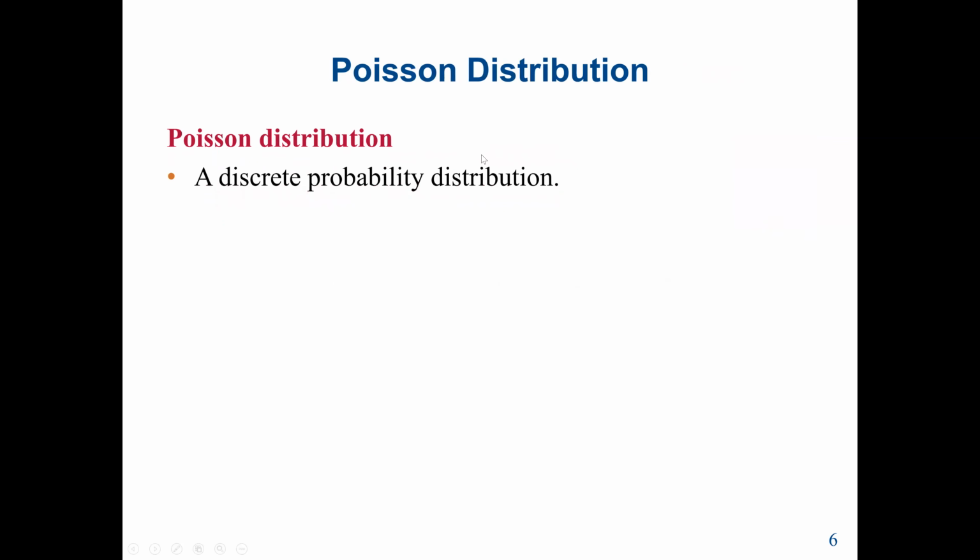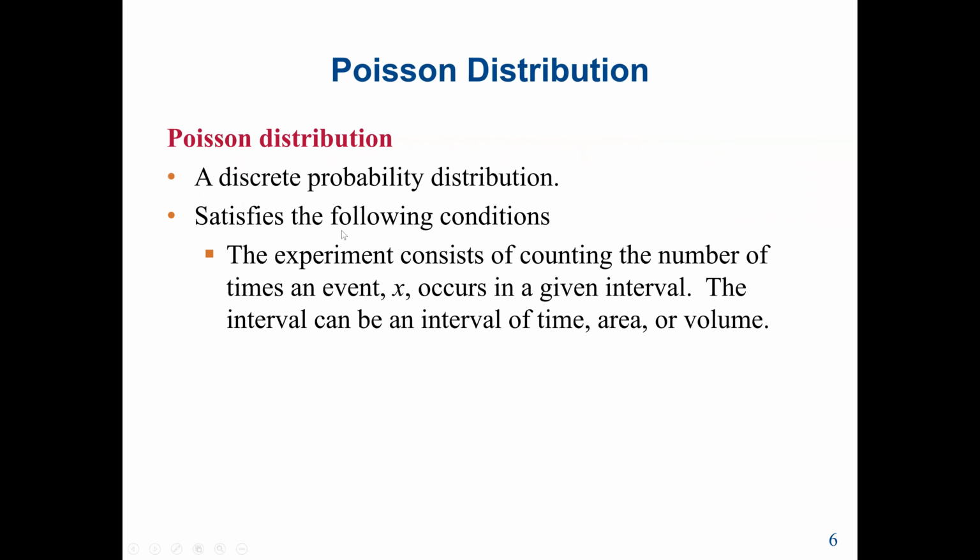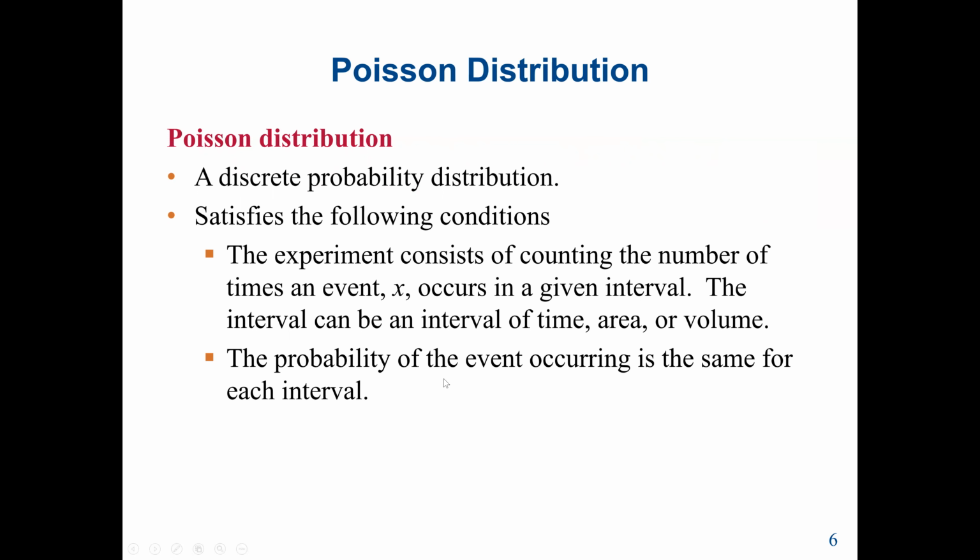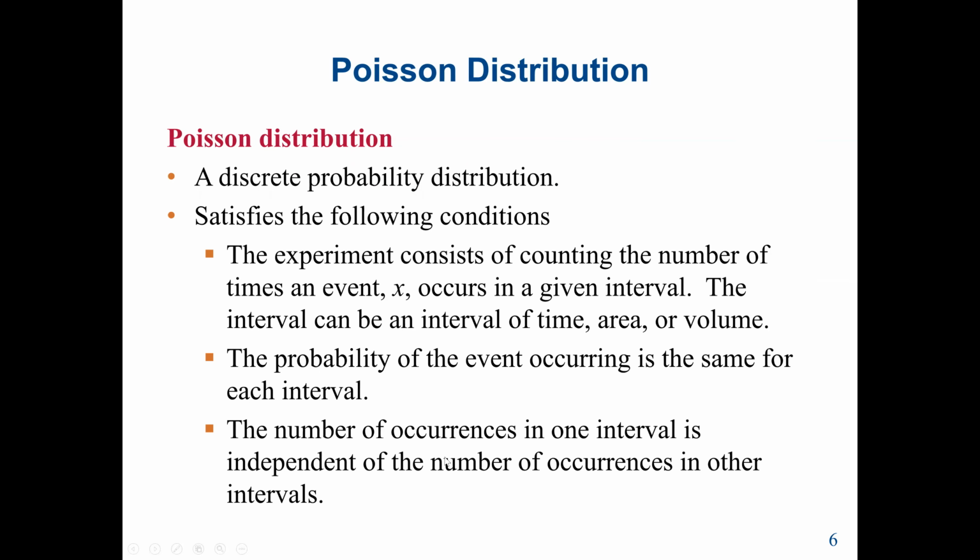Now let's see the Poisson distribution conditions. So again, Poisson distribution is a discrete probability distribution. Also, it satisfies the following conditions. The experiment consists of counting the number of times an event A occurs in a given interval. Also, the interval can be an interval of time, area, or volume. Also, the probability of the event occurring is the same for each interval. Then the number of occurrences in one interval is independent of the number of occurrences in other intervals.